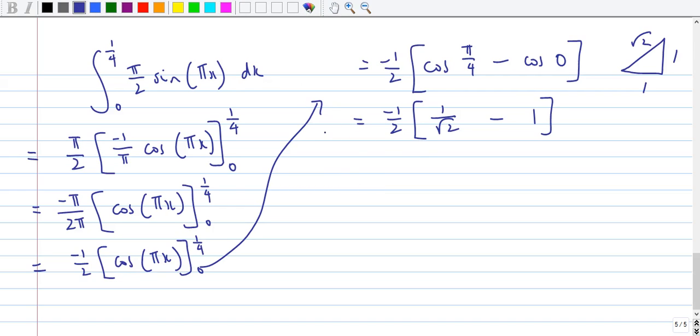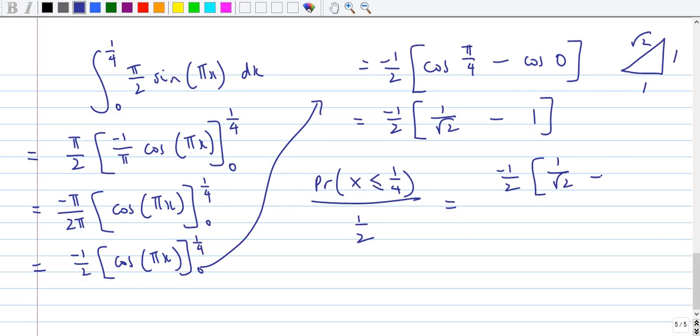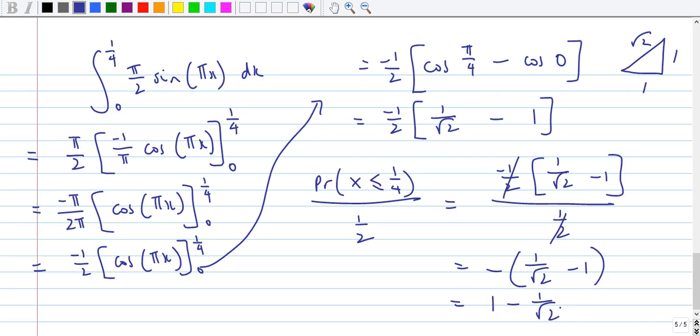So the answer now, which is this, is equal to, and because we can divide by a half, they can cancel. And I'm just left with this, or this. There are other ways you could write it, but that's the simplest way of writing it.